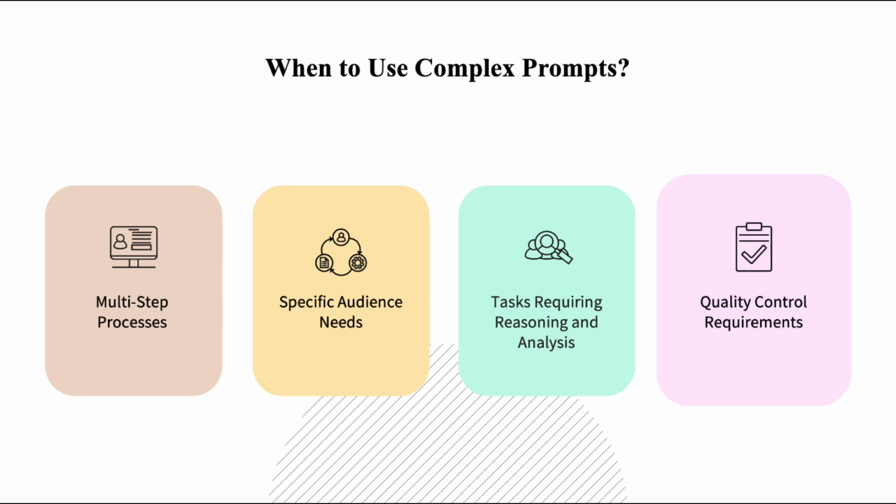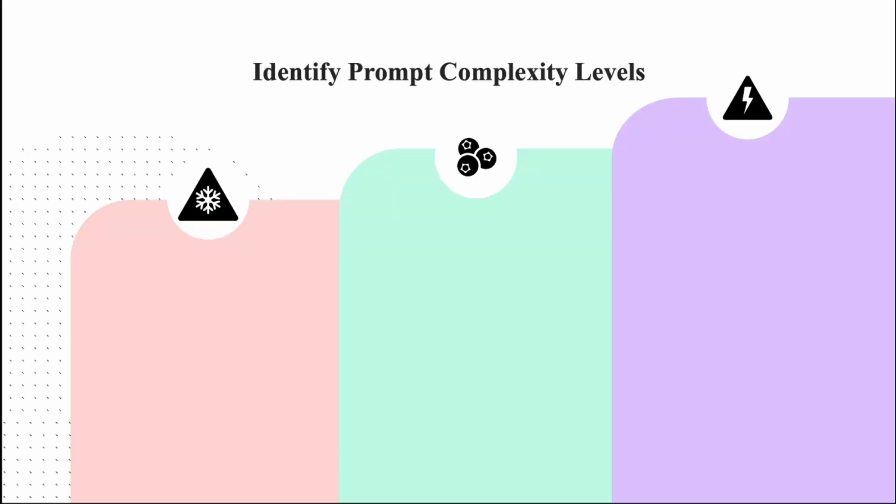Quality control requirements. Complex prompts include constraints such as rules, formats, themes, or limits that guide the AI assistant to produce consistent, accurate, and relevant output. These constraints help control the quality of the response.